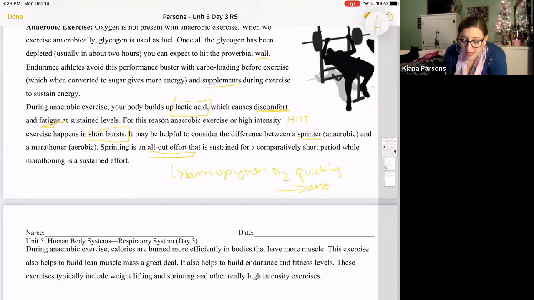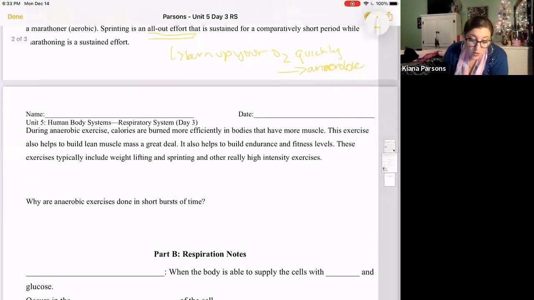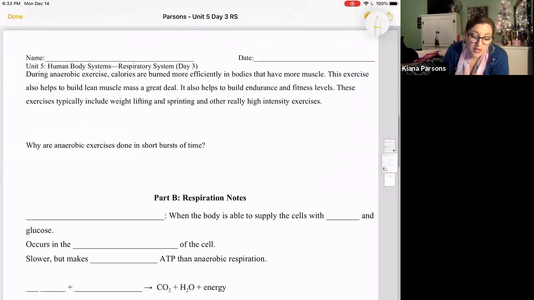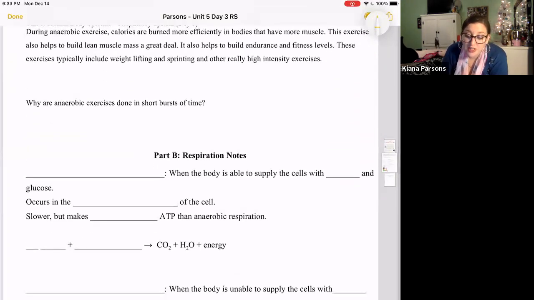You have anaerobic, or without oxygen, cellular respiration. This also helps to build lean muscle mass because it's burning fat, breaking down fat cells very quickly. During anaerobic exercise, calories are burned more efficiently in bodies that have more muscle. This exercise also helps to build lean muscle mass a great deal. It helps to build endurance and fitness levels.